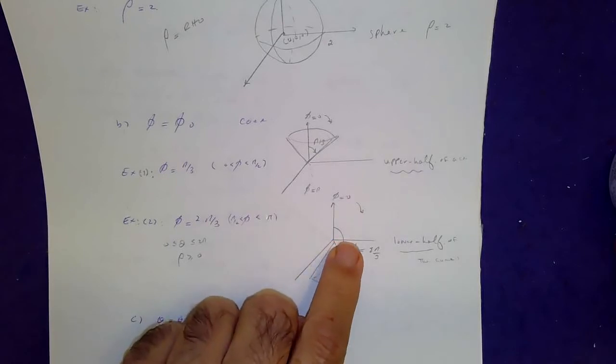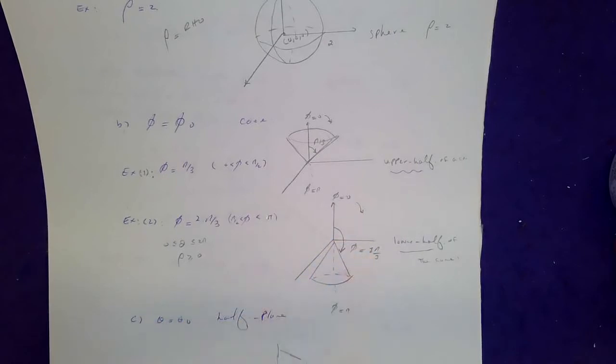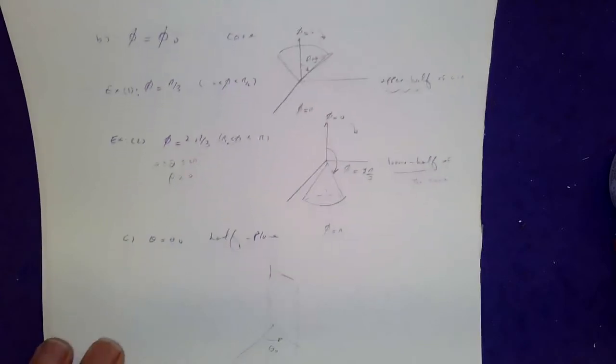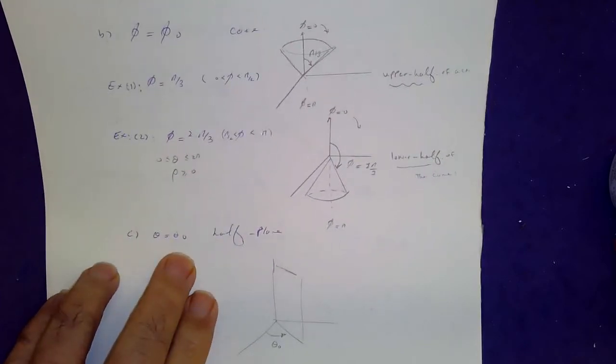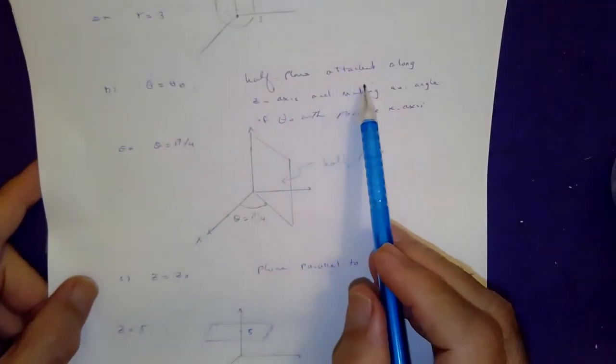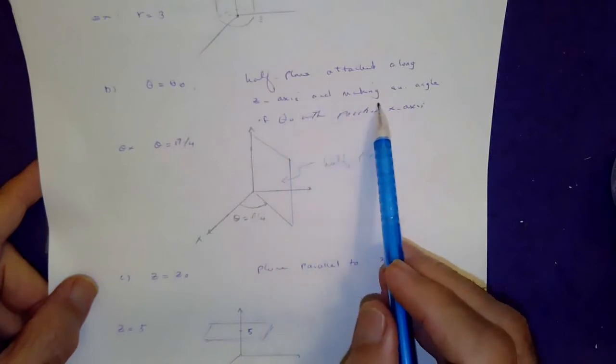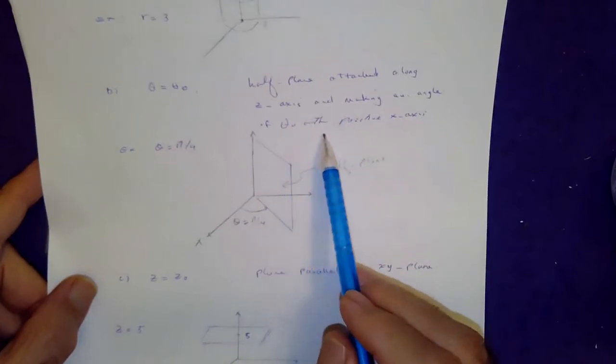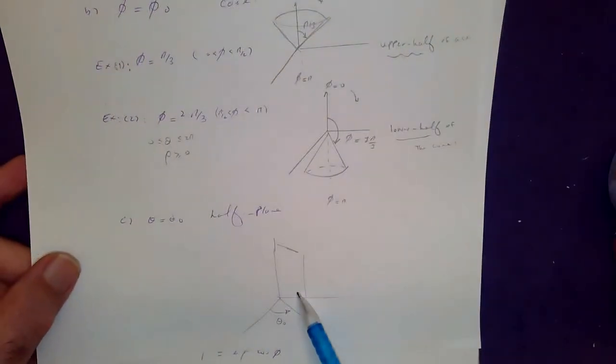However, if phi is pi over 2, then you are on the xy plane. If theta is equal to a constant, well, that's the same case as in cylindrical coordinates, which is a half plane attached along the z-axis and making an angle of theta 0 with the positive x-axis. So it's the same idea here.